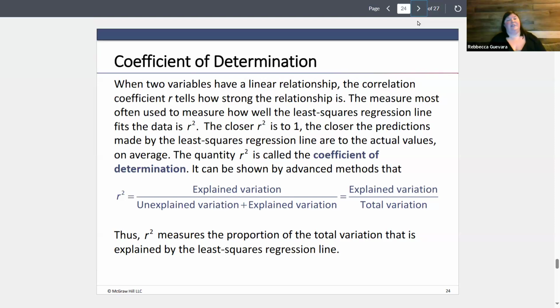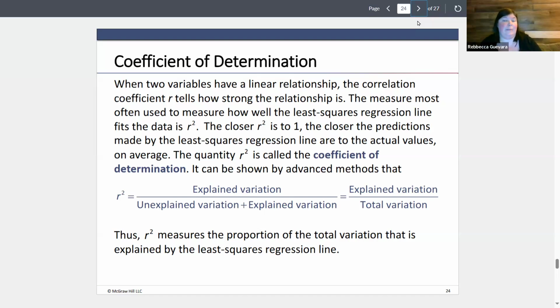So when two variables have a linear relationship, the correlation coefficient R tells how strong the relationship is. The measure most often used to measure how well the least squares regression line fits the data is R squared. The closer R squared is to 1, the closer the predicted values for the least squares regression line are to the actual values on average. The quantity R squared is called the coefficient of determination.